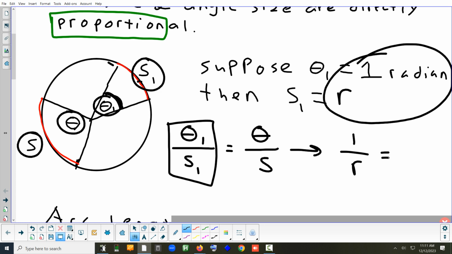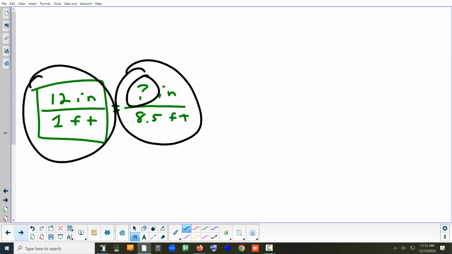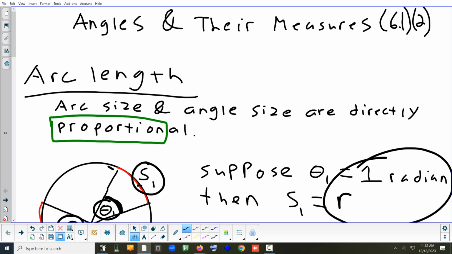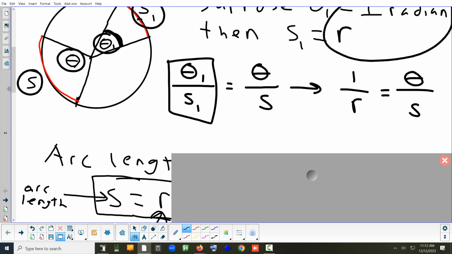Now the other side, we just leave it, because that would be information they would give you in the problem. Theta over S. So that proportion is pretty much exactly the same thing as that one, except we also have a question mark right there as well. Now, when you solve a proportion, does anyone remember how you do it? Cross multiply.